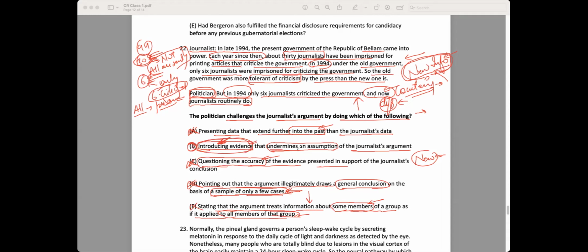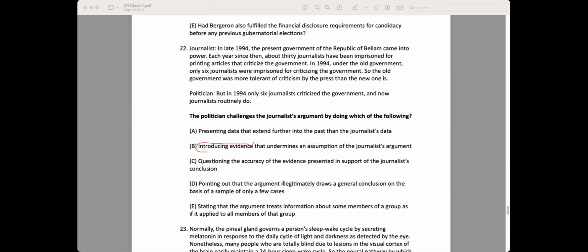Okay. And it undermines an assumption. The assumption was that the journalists didn't take into account how many criticized and how many were imprisoned. So it simply compares 6 versus 30 without seeing whether or how many criticized the government. So that assumption, that all those who were criticized were imprisoned, was challenged. That's why option B is correct. Again, the politician is introducing new evidence, new information that is captured only in option B. That's why option B is correct.